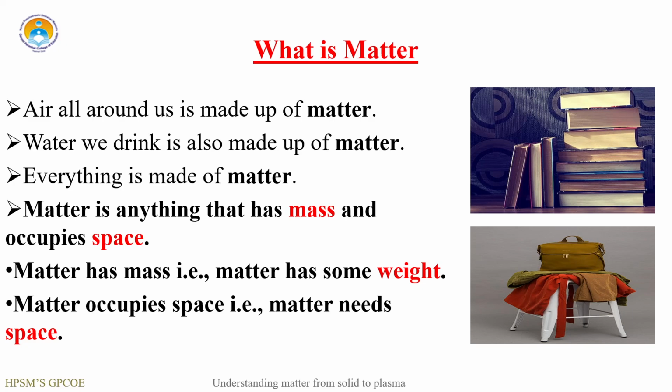So let us see what is a matter. Air all around us is made up of matter. Water we drink is also made up of matter. Everything is made up of matter. So in the universe, whatever it consists of, that is air, water, everything is made up of matter. So we can say that matter is anything that has mass and occupies space. Matter has mass, matter has some weight. Second one, matter occupies space, matter needs space.